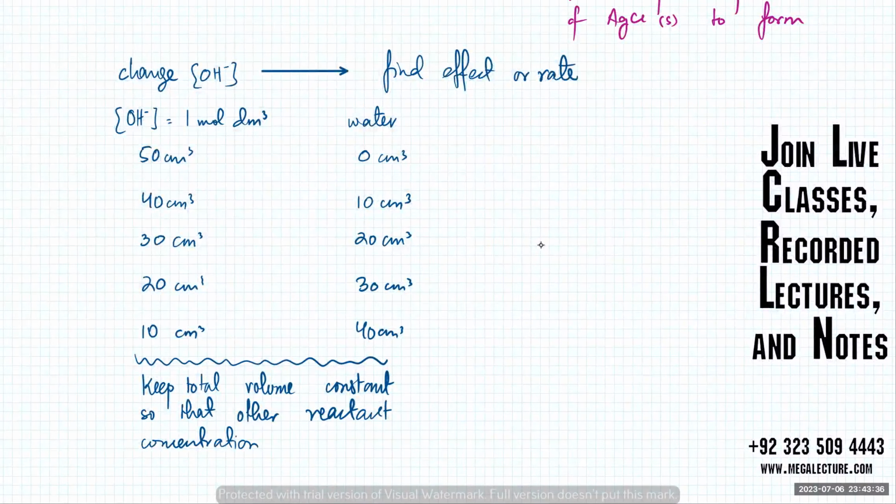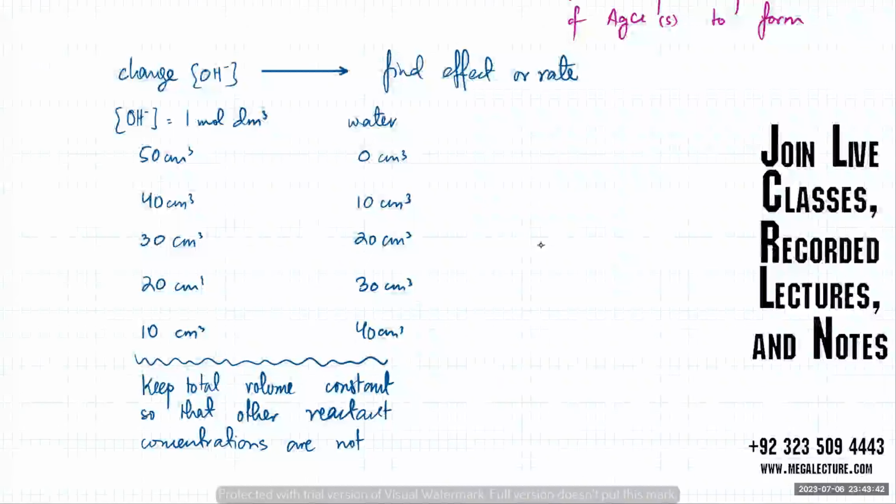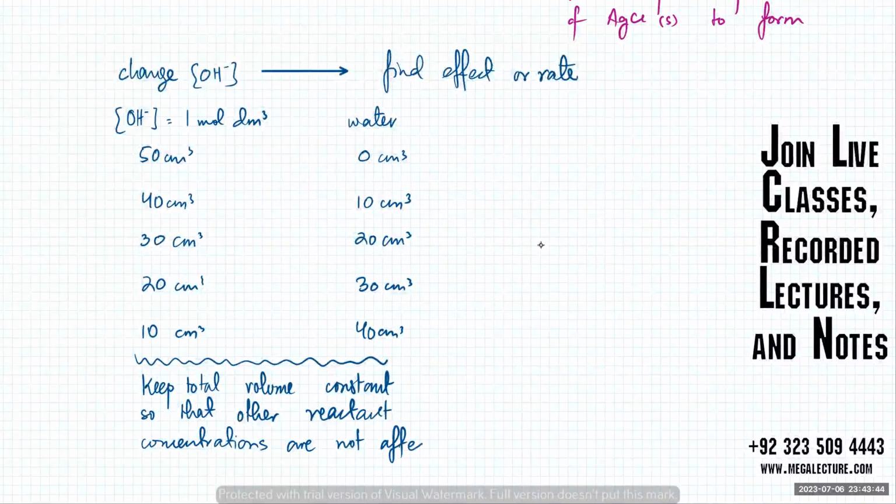So I keep the total volume constant so that other reactant concentrations are not affected. Is that point clear, why we want to keep the volume constant, right?